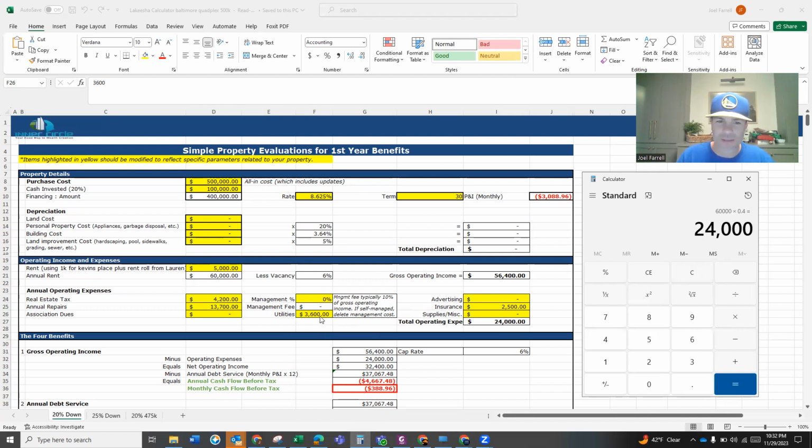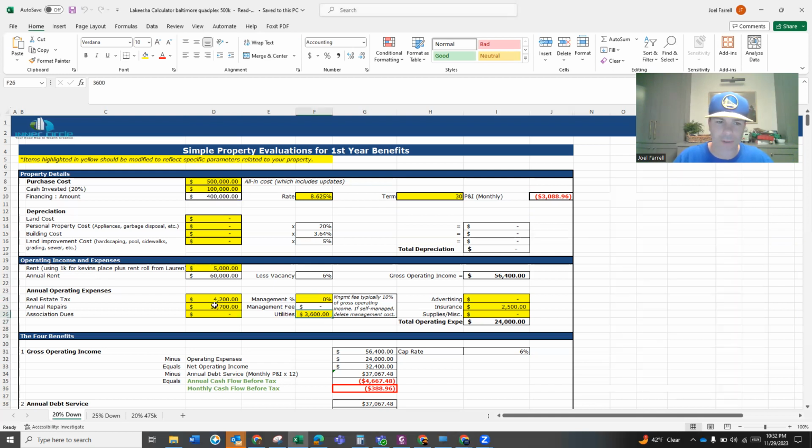For the utilities, I'm basically using $300 a month, assuming water, trash pickup, snow, yard, all that stuff in there. But annual repairs, this could be overestimated, but I took these numbers, subtracted them out from 24,000, and that left me with 13,700. So that gets me to that 40% expense ratio.